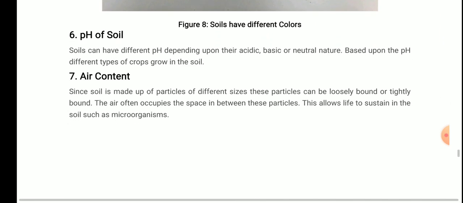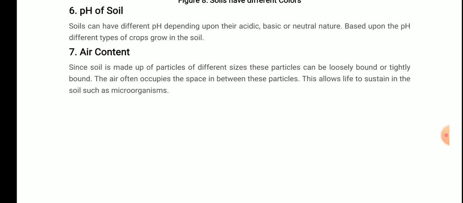Next is pH of the soil. Now what is pH? Soils can have different pH depending upon their acidic, basic or neutral nature. Based upon the pH, different types of crops grow in the soil.